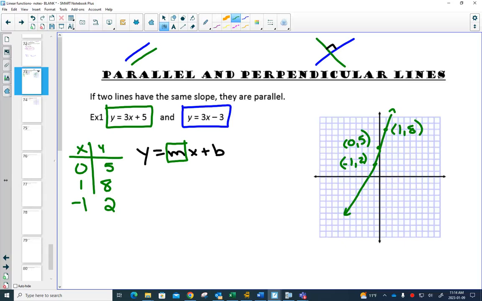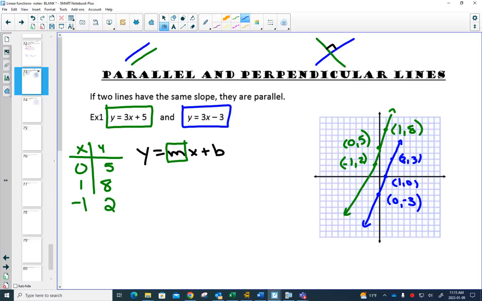So for the blue one, I'd probably use the shortest way. I would notice that my y-intercept is negative 3. And then a slope of 3 means a rise of 3, a run of 1, rise of 3, run of 1. I would get the points (1, 0), (2, 3). And when we draw this, depending on how straight I can draw lines, do they look somewhat parallel? Yes.